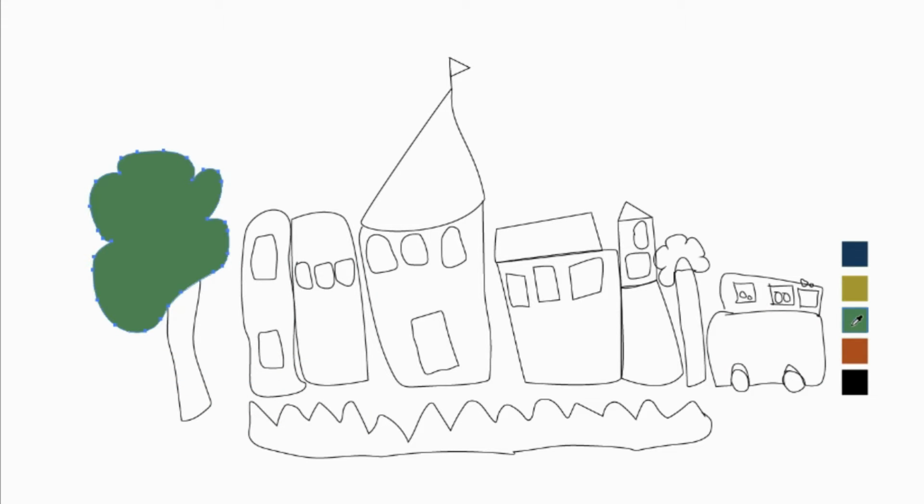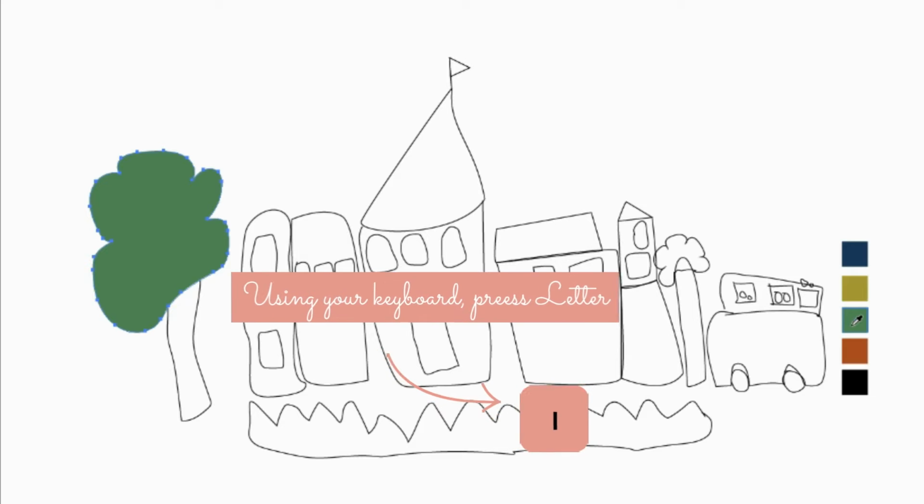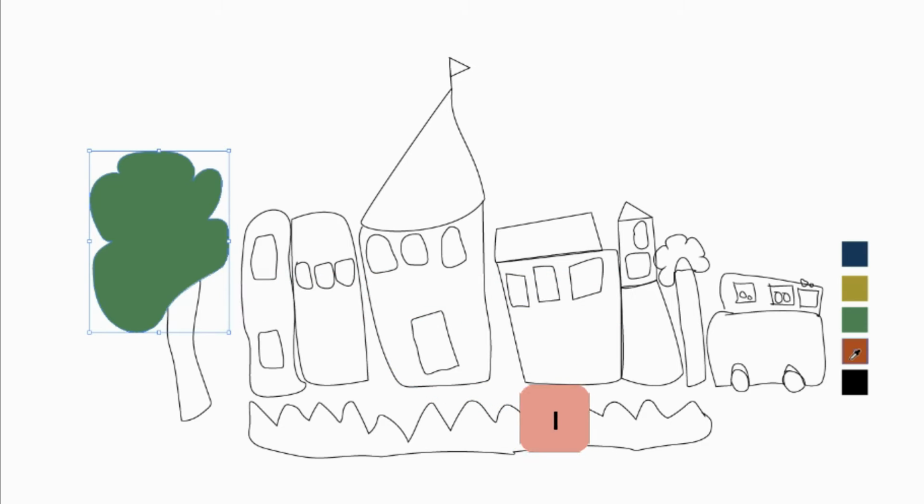Then, using your keyboard, you will click I to choose the color that you want for your drawing. Right after that, you're going to use your mouse to click on the selection that you made earlier. Then the same process follows to all other parts of the drawing.